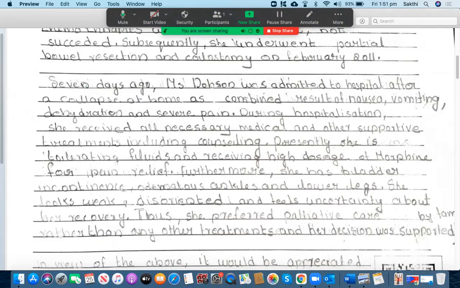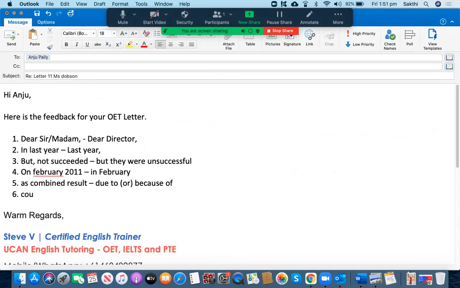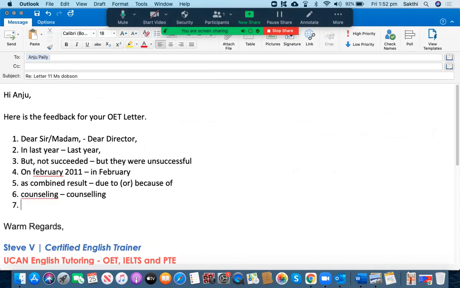During hospitalization, she received all necessary medical and other supportive treatments, including counseling. Okay, counseling has got a spelling mistake. Counseling has got 2L. So she has mentioned counseling with 1L only, but it has got 2L. You can see the word has been changing. Counseling. Okay.